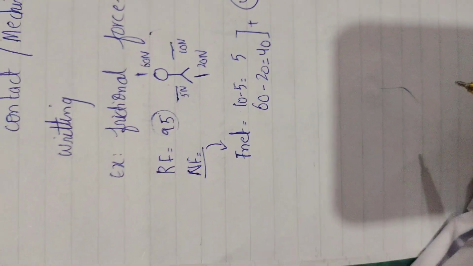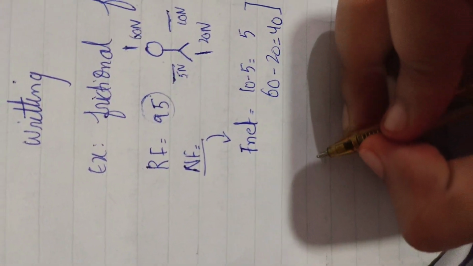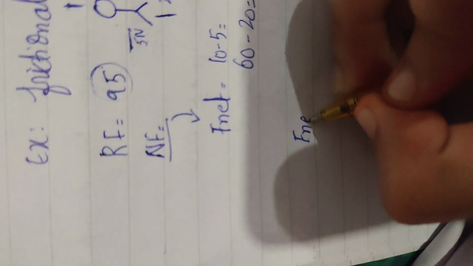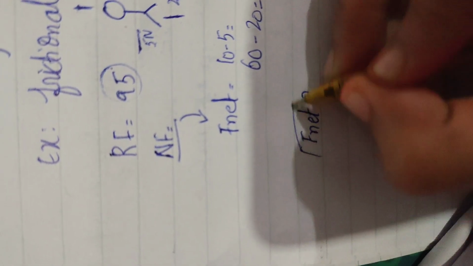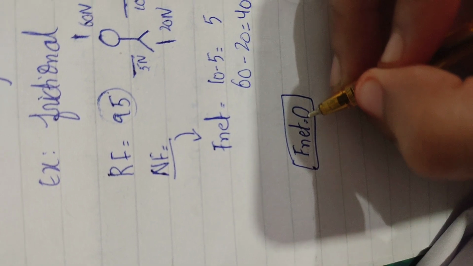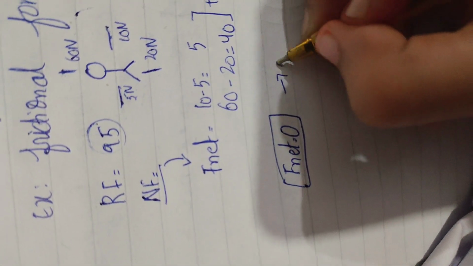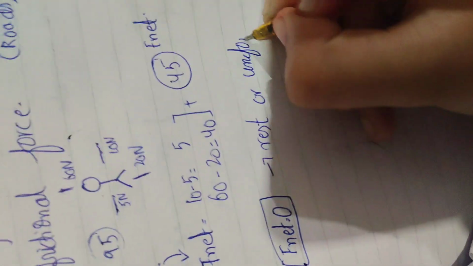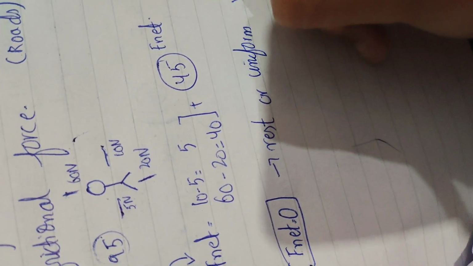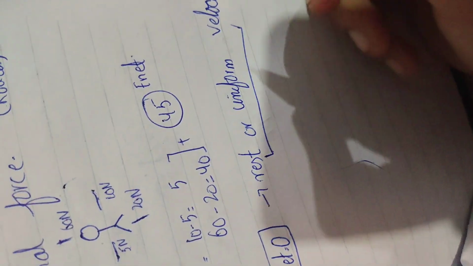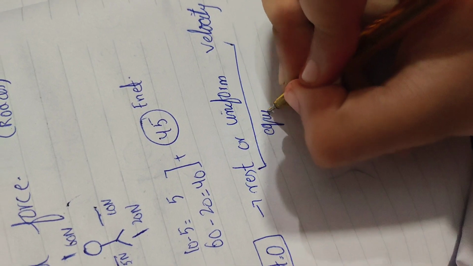These are all going to come in the vector topic. These are the basics first. Now we're going to see some conditions. For example, what if the net force is 0? Then the body will be at rest, or at uniform velocity. When these two conditions occur, the body will be in equilibrium.